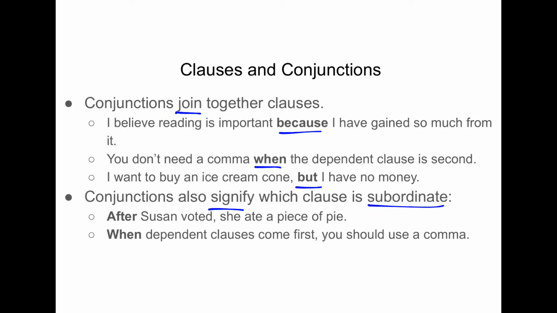So here we have a clause in front, and the word after tells you that after Susan voted is the dependent clause, and she ate a piece of pie is the main clause. The word when tells you that when dependent clauses come first is the subordinate clause, and you should use a comma is the main clause. So the conjunctions will either be in the middle between the clauses, or at the beginning of the dependent clauses.